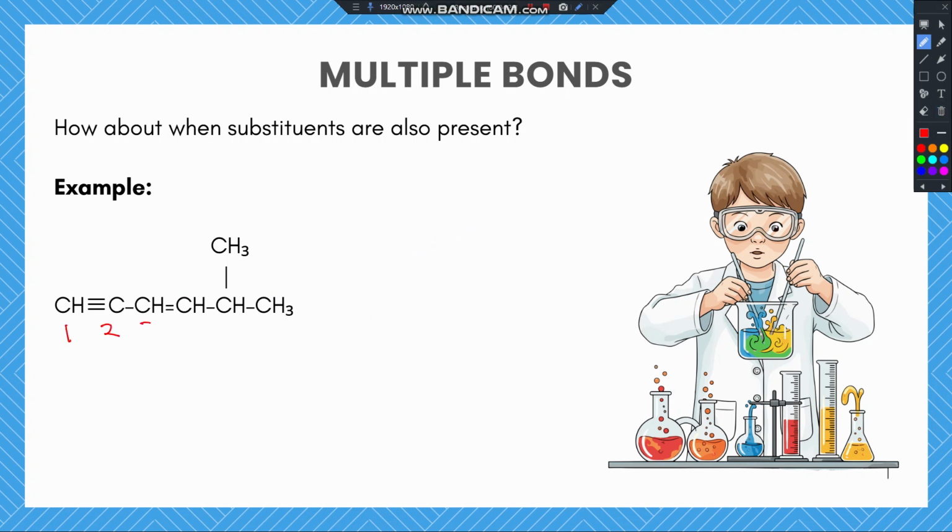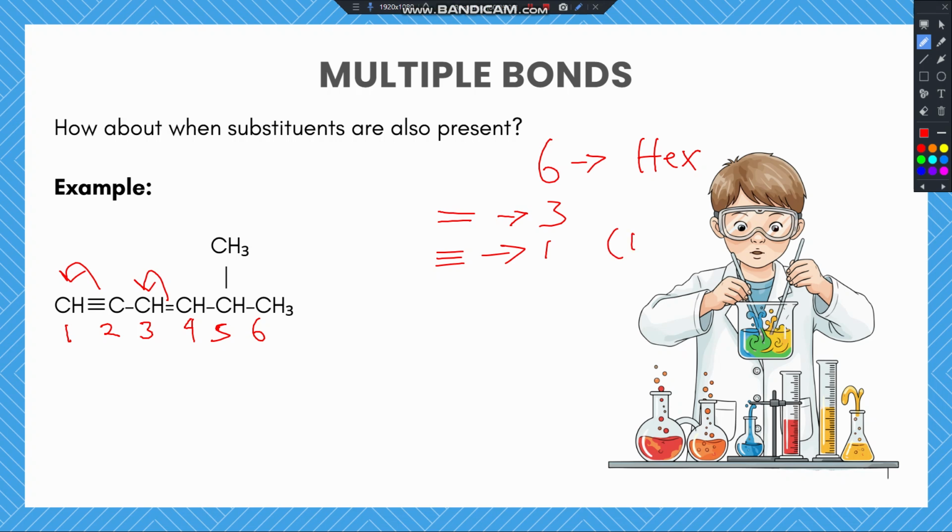So doing that, we have 1, 2, 3, 4, 5, and 6. 6 carbon atoms. The parent name becomes hex. The next thing to do would be to identify the position of the multiple bonds. The double bond in this case is located on carbon number 3. Oh, sorry, on carbon number 3, not carbon number 4. I beg your pardon, that was an error on my part. You can see it over here, carbon number 3. And the triple bond is located on carbon number 1. So we have 1, 3. The positions of the multiple bonds.